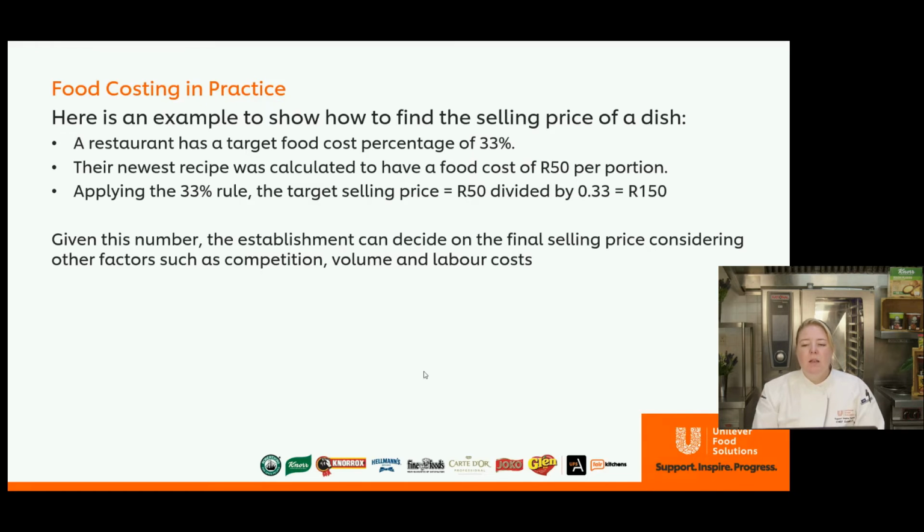That means the cost of the ingredients was 50 Rand, and you're selling it for 150 Rand. That means that you're making a profit of 100 Rand. From that 100 Rand, as I said, your overheads, your labor, your rent, your water, electricity, all that stuff needs to come off. And then the rest of it you put into your pocket, which is pure profit. Given this number, the establishment can decide on a final selling price, considering other factors such as the competitors, the volume, and the labor cost.